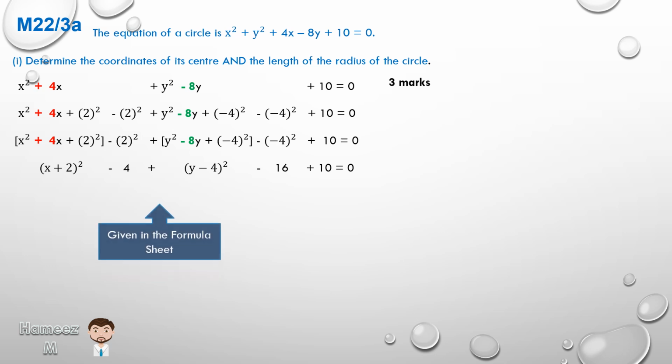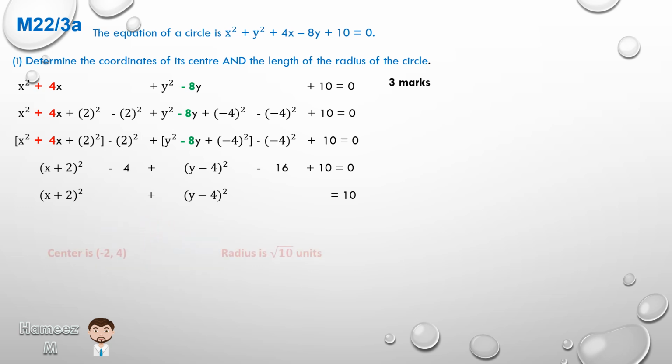It looks like the formula given in the formula sheet, x plus f squared plus y plus g squared is equal to r squared. So it's going to give us x plus 2 squared plus y minus 4 squared. And if we have minus 4 minus 16, that's minus 20, plus 10 is minus 10. Moved across to the other side, it is equal to 10. So the center is minus 2, that's the x value, and y is 4. The radius squared is 10, so the radius is the square root of 10 units.